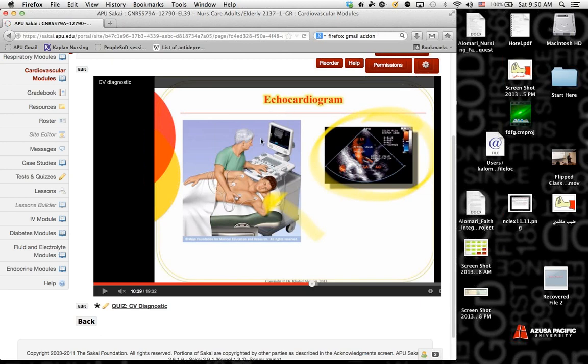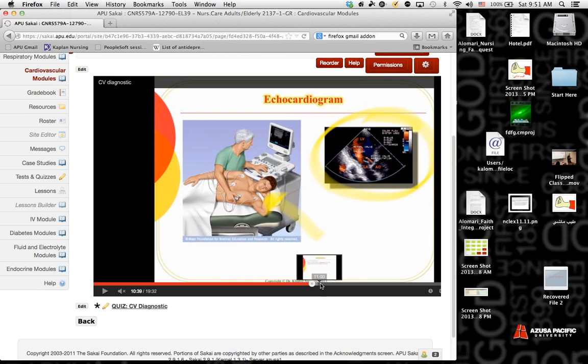Echocardiogram, again, uses the ultrasound. This is a great procedure because it's non-invasive and it tells us so much. It tells you the heart size, the chamber shape, if there's hypertrophy, and the valves, if there's any problem with the valves, you can see through the echocardiogram. It gives you the pressure in every one of the chambers. It gives you the ejection fraction and so on.